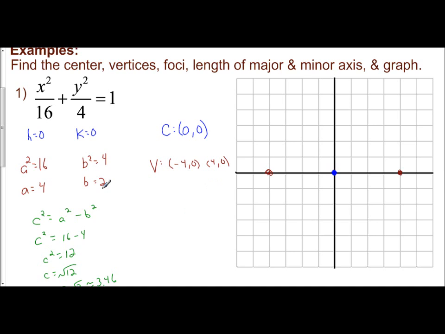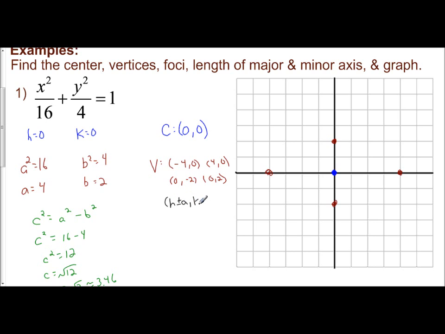And I do the same thing with my b. Since b is under your y, that means that goes along your vertical. And so from the center, I'm going to go up 2 units, and I'm going to go down 2 units. And so those would be the coordinates 0, negative 2, and 0, 2.